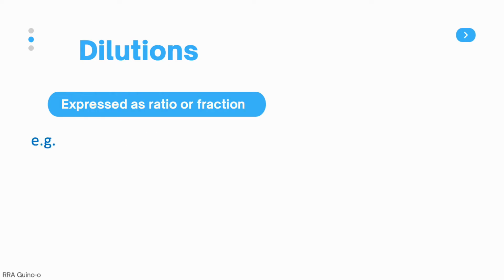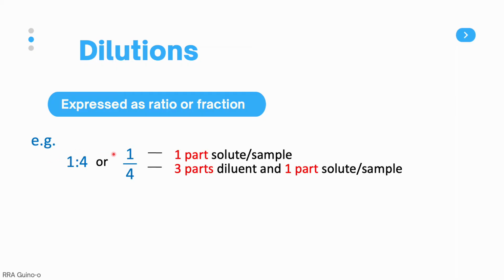Dilutions are usually expressed as ratios or fractions. In this example, we have the ratio 1:4 and the fraction 1/4. When referring to dilutions, these two mean exactly the same thing.